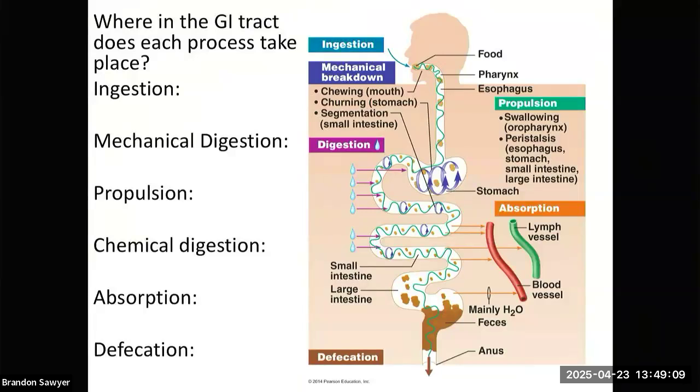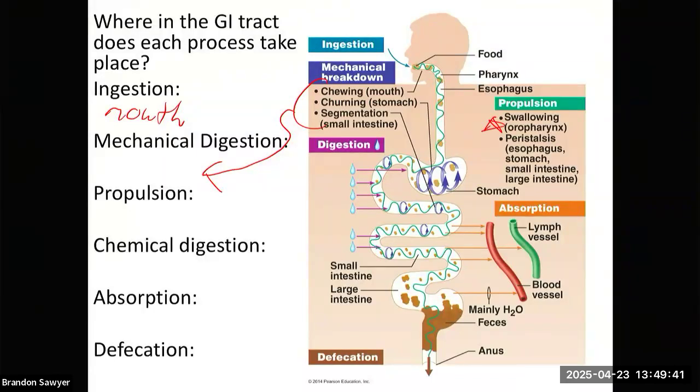All right, let's come back together here. Okay, so we can just walk through this. Obviously ingestion is happening in the mouth, right? Mechanical digestion, we can see here, is all listed there: chewing in the mouth, churning around in the stomach, segmentation in the small intestine, like I was talking about. Propulsion has to happen all throughout, right? It's got to happen in the esophagus and in the pharynx, in our throat.